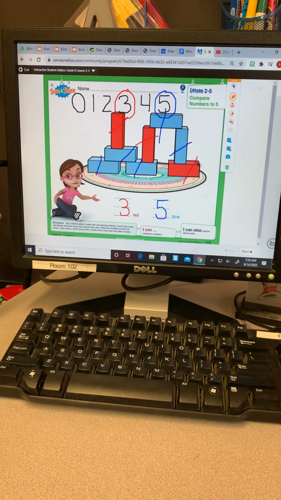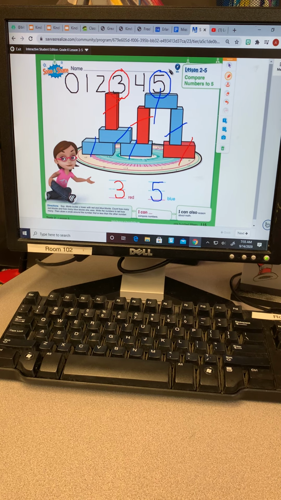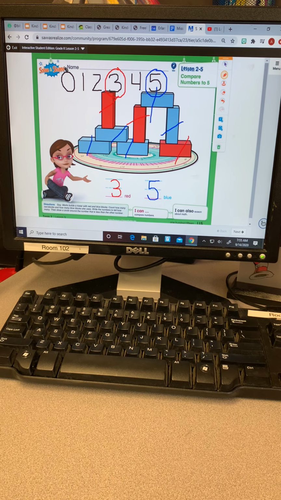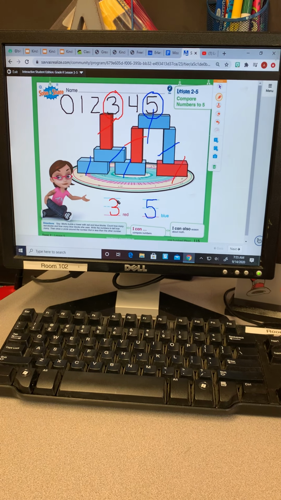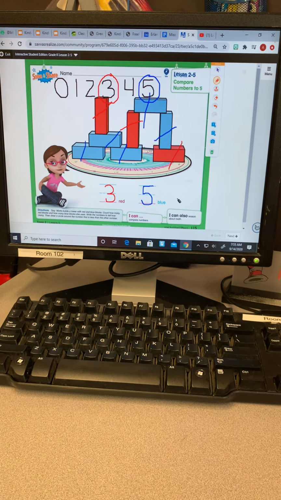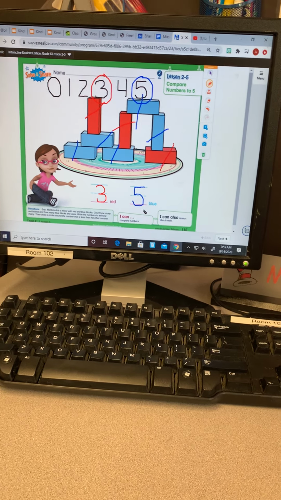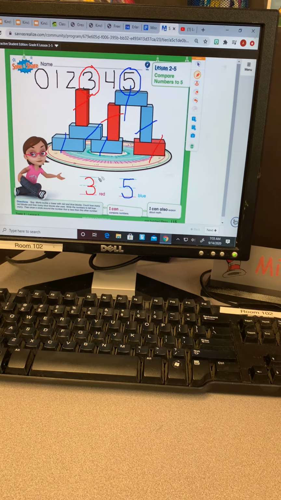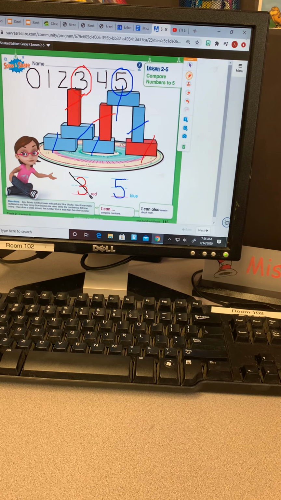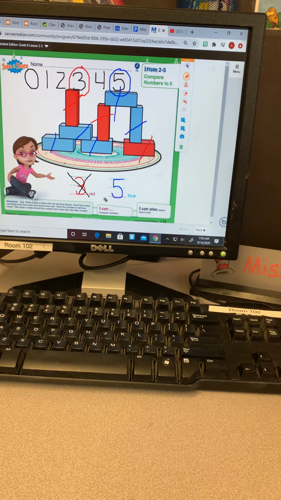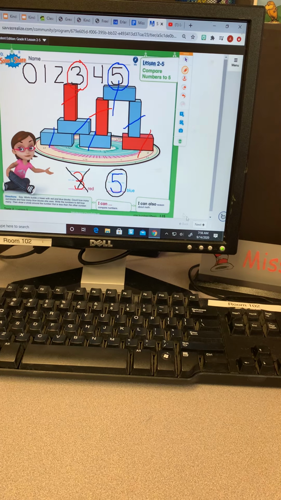Looking at my number line, which number, 3 or 5, is closer to 0? Three is closer to 0. So that tells me 3 is less than 5. So that means I have 3 less than 5 and 5 greater than 3. So what I'm going to do is use my markings and put an X on the number 3 since that one is less. And I'm going to circle the number 5 because that one is greater.